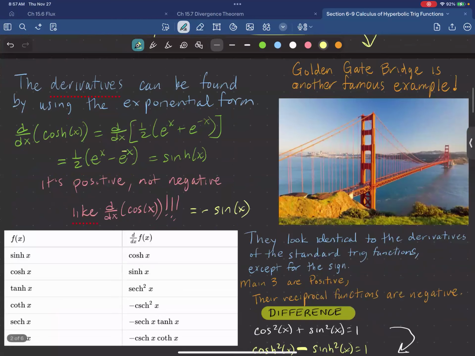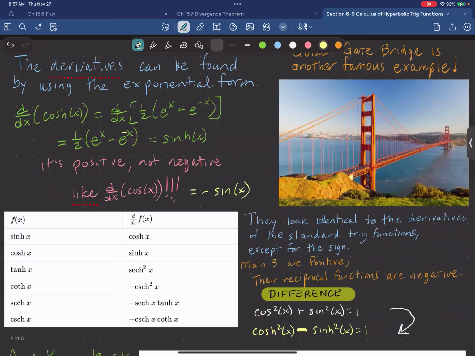In fact, you'll notice that all the derivatives look the same. Hyperbolic sine goes to cosine, hyperbolic cosine goes to sine. Hyperbolic tangent is still hyperbolic secant squared. Hyperbolic cotangent leads to hyperbolic cosecant squared, but it's negative. So the only real difference are where the negative signs are.